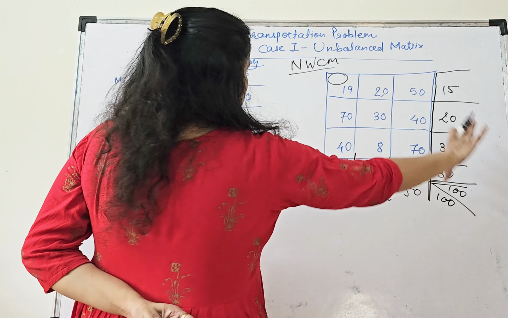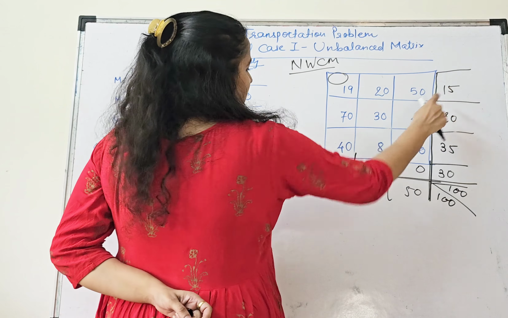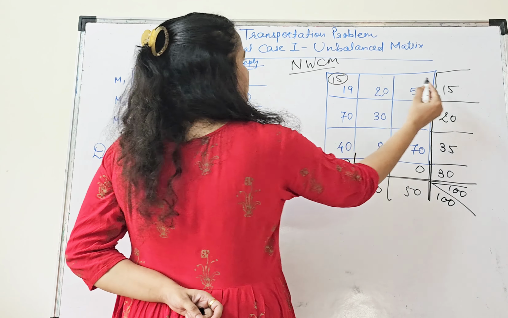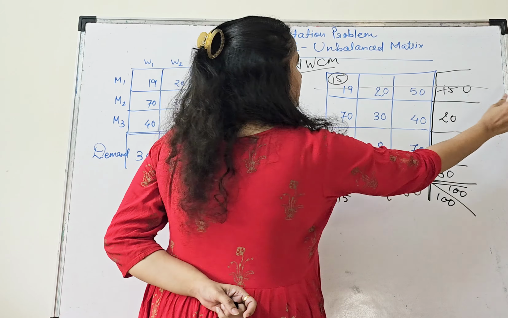These are your special rows and columns, as I always say. So now how much allocation is to be done here? Out of 15 and 30, whichever is minimum. So 15 is done, 0. This remains as 15. Whatever becomes 0, cut it.